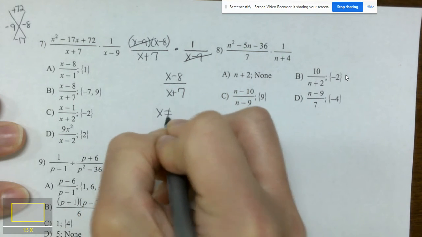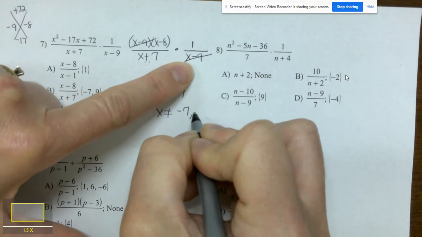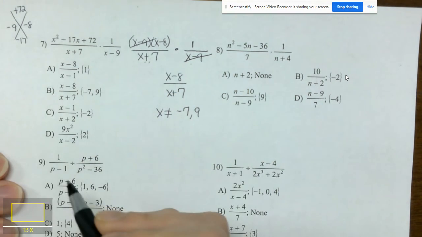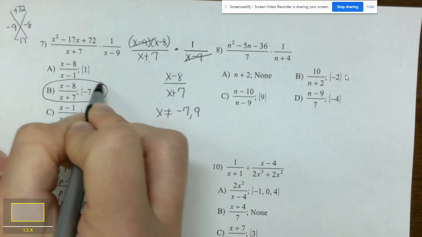What can x not be equal to? If we look here, it can't be negative 7 or 9. Look at your denominators for those. So if we look over here, our answer choice would be choice B.